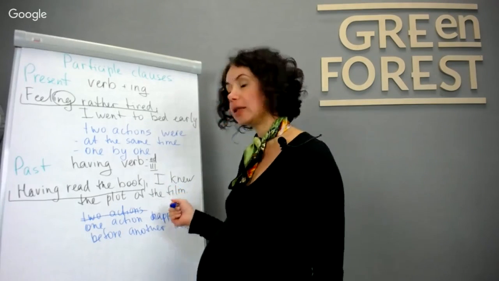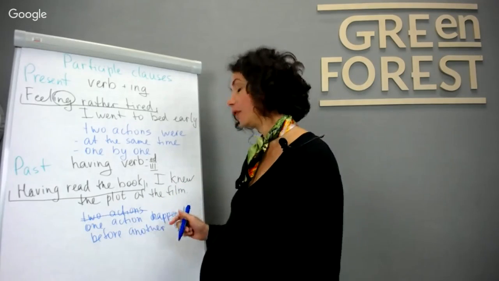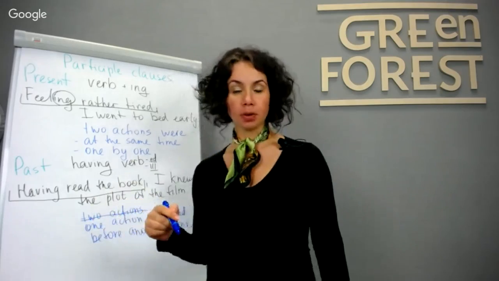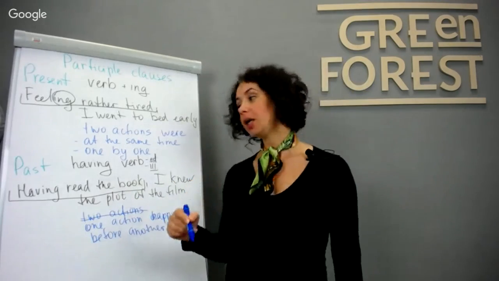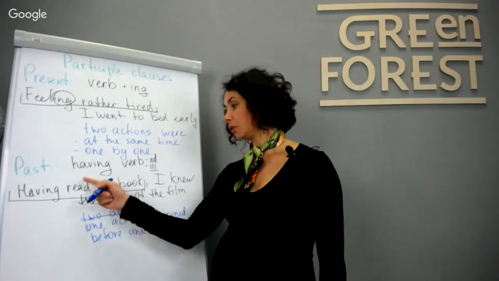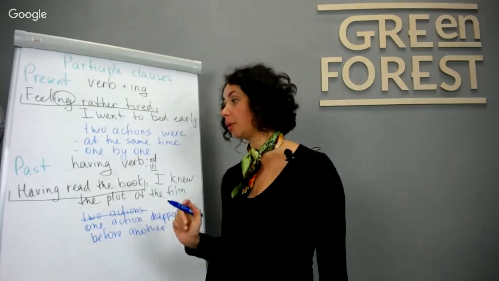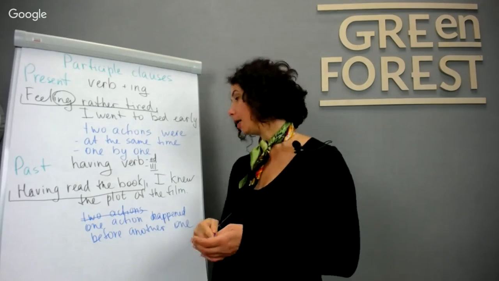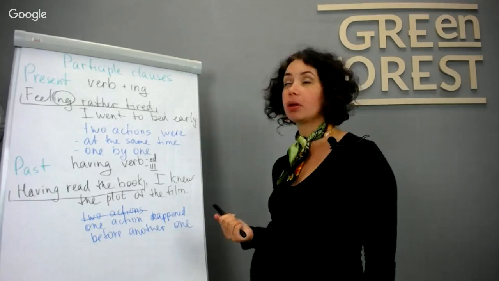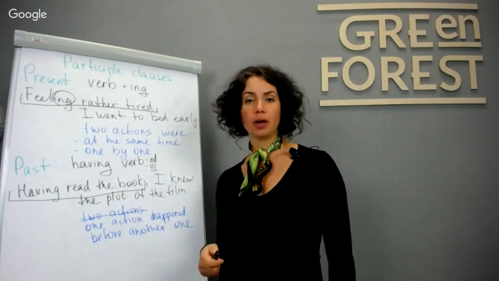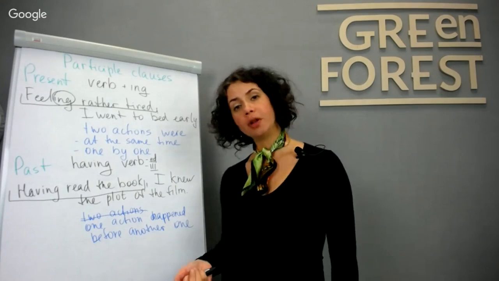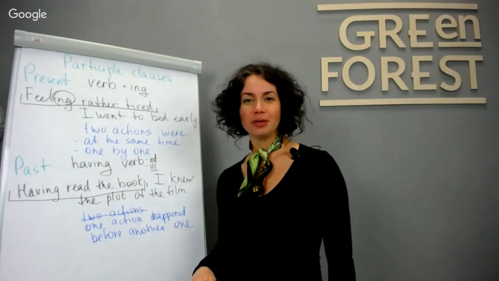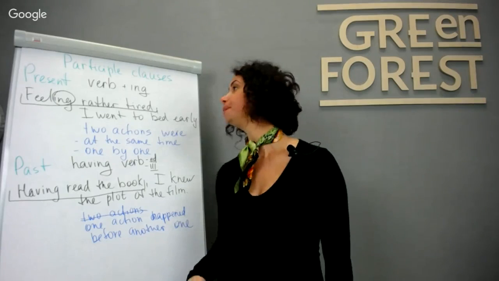As you heard when I said the original sentence, I knew the plot of the film because I had read the book. I had read the book is past perfect, and this action happened before I knew the plot of the film. So that's why we use this construction in the past participle clause. Having read the book, I knew the plot of the film. Actually, I think that using this participle clause is quite a natural thing, and we use them very often in our everyday speech, not even noticing that. So just relax and try to pay attention to that, and you will see that it's very easy to do.